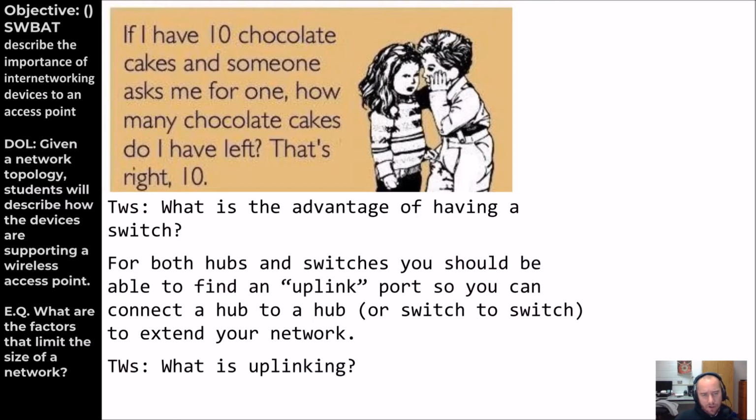And just so you know, for both hubs and switches, you should be able to find an uplink port so that you can connect a hub to a hub or a switch to a switch. And thus you'll be able to extend your network significantly. So here's some more vocab. What is uplinking? Just before I end the lesson, I wanted to share this meme because it just reminds me of a switch. Just because you have data coming in doesn't mean you have data coming out if the MAC address for that data isn't in the switching table of the switch.